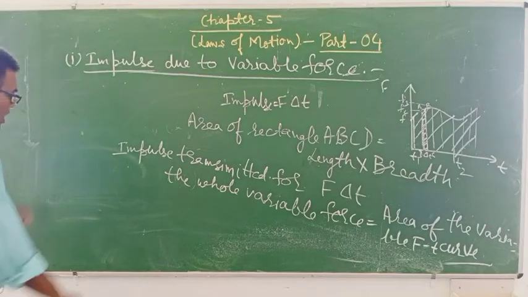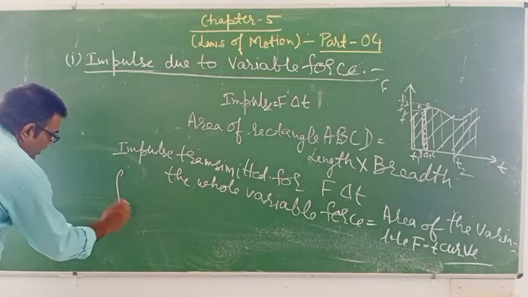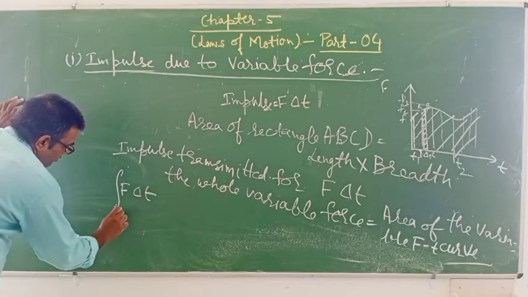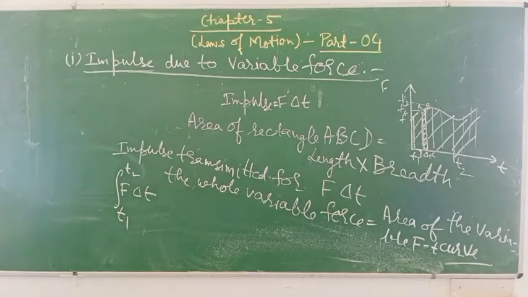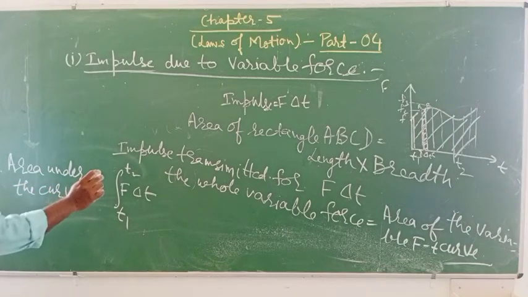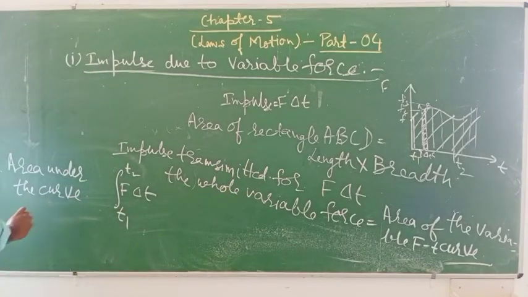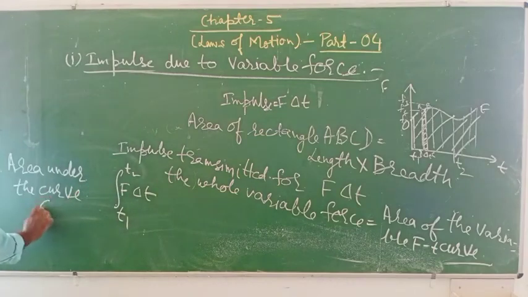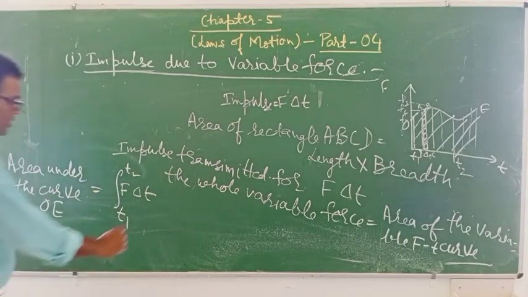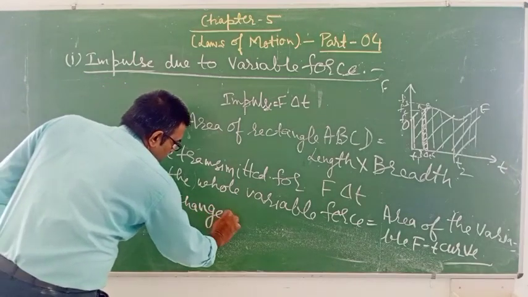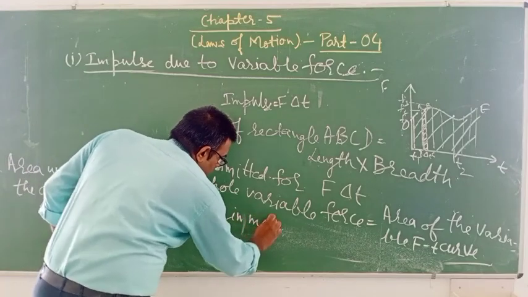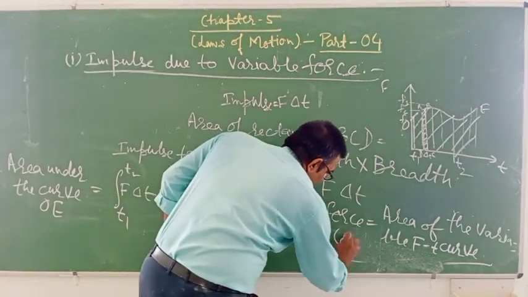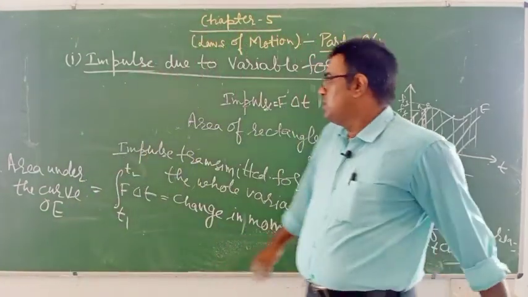Means if you have to calculate the impulse, then you have to integrate F dt for the time interval t1 to t, and this is equal to the area under the curve OE, and this is equal to the change in momentum. So students, this is all about impulse.